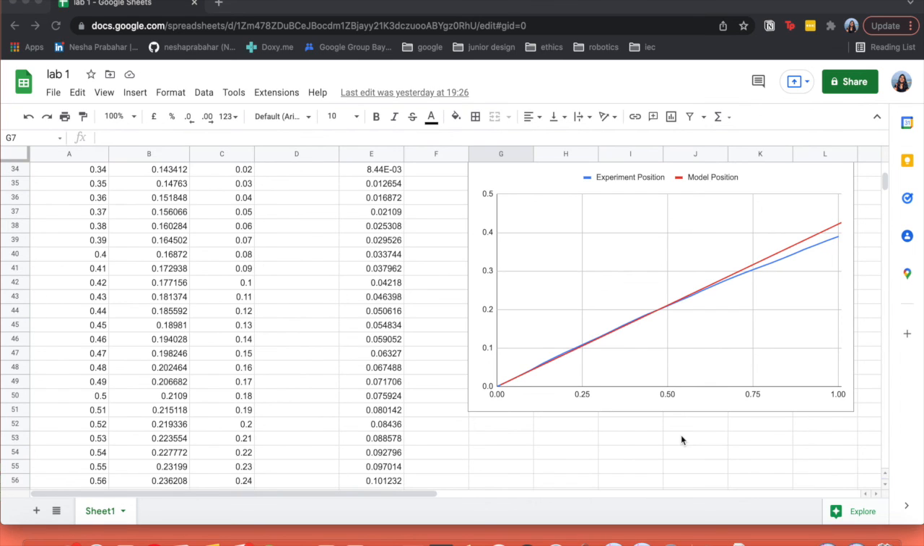This concludes the comparative analysis between experimental observations of an object under constant velocity and its computational model of the same motion.